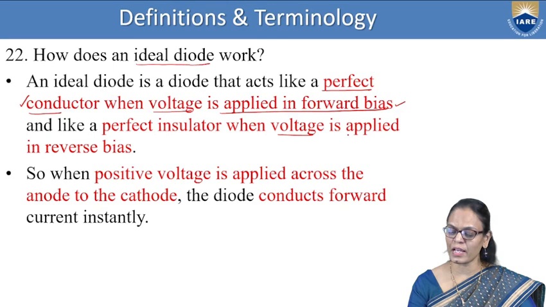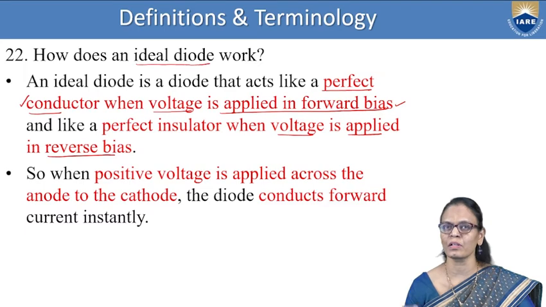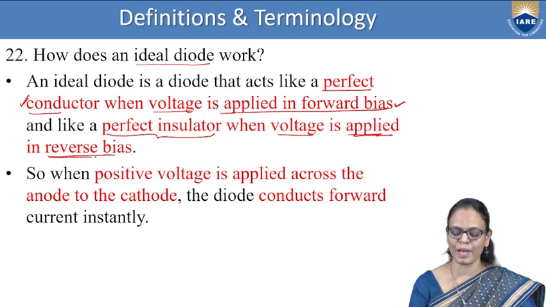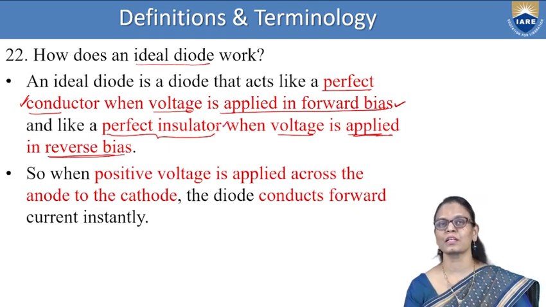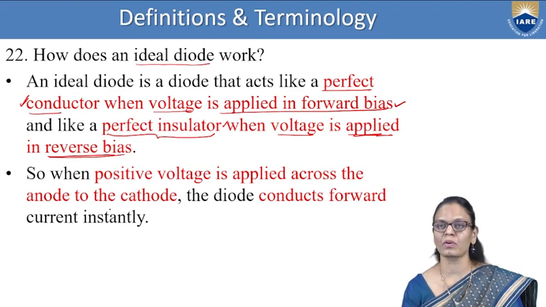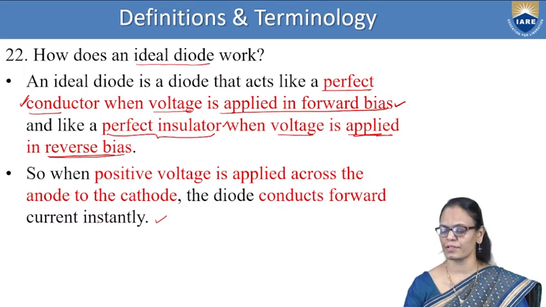But when the voltage is applied in reverse bias, reverse means P is connected to the negative and N is connected to the positive, it behaves as a perfect insulator. So in forward bias, it acts as a conductor and starts conducting. But when it is kept in reverse bias, it will act as a perfect insulator. So this is how an ideal diode works. When positive voltage is applied across the anode, the diode conducts forward current instantly. So it allows the current to flow through. Conductor means it conducts forward current.